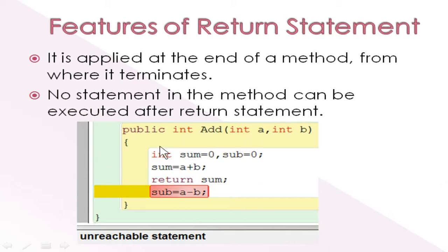You can see an example here of a function. Just ignore what else is there, and see only this return part. Return sum is there, and below the return sum you can see a line which will not be executed. That's the reason when you compile this, you see an unreachable statement error. So this will be the last line in the function. After that you cannot execute any other statement.